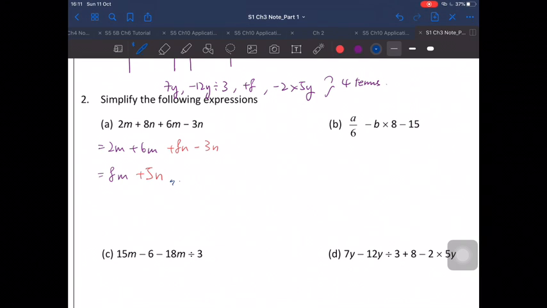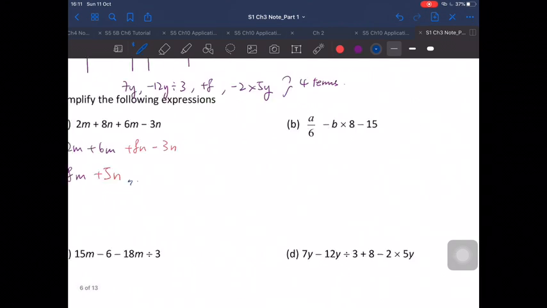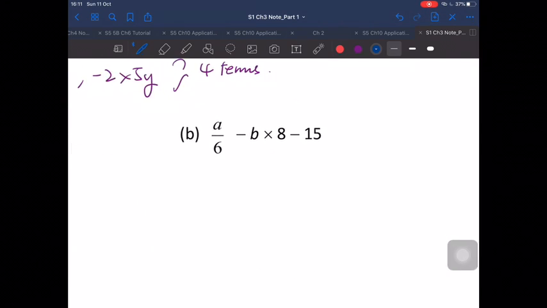So let's see example B, 2b. Now you will find that a over 6, and then you will find minus b times x. I've told you if there is a multiplication sign between some number or some variable, you have to combine it, right? So therefore it will be minus bx. Am I correct? No, we should write the number first. It should be xb minus 15.